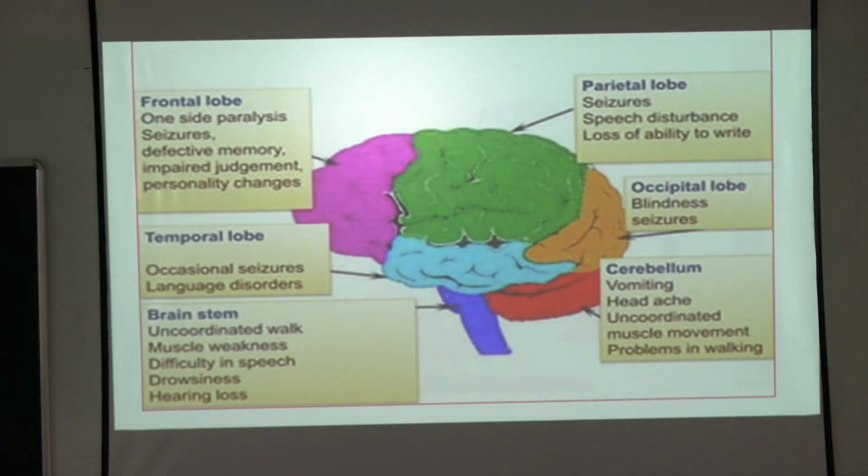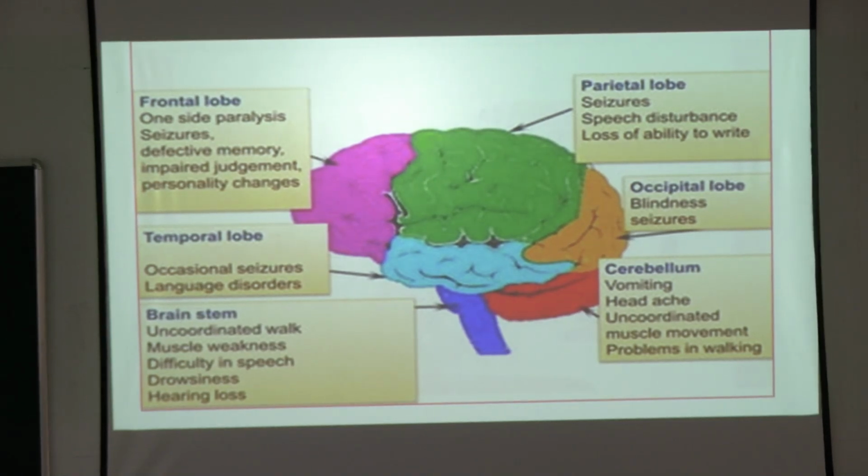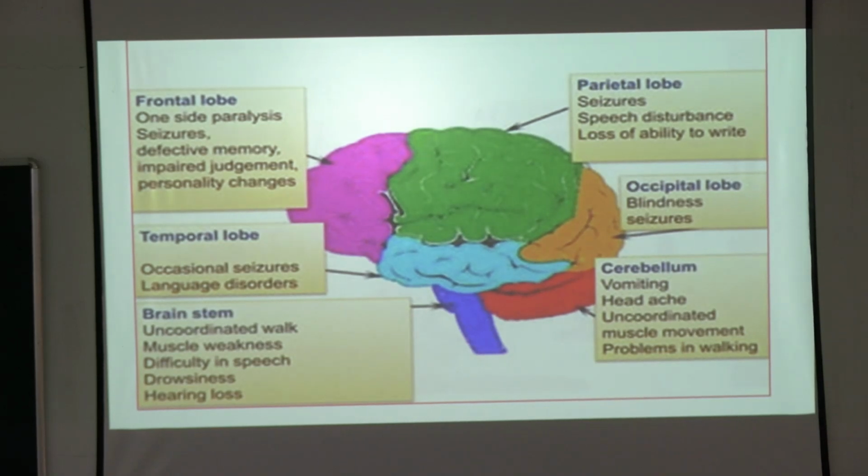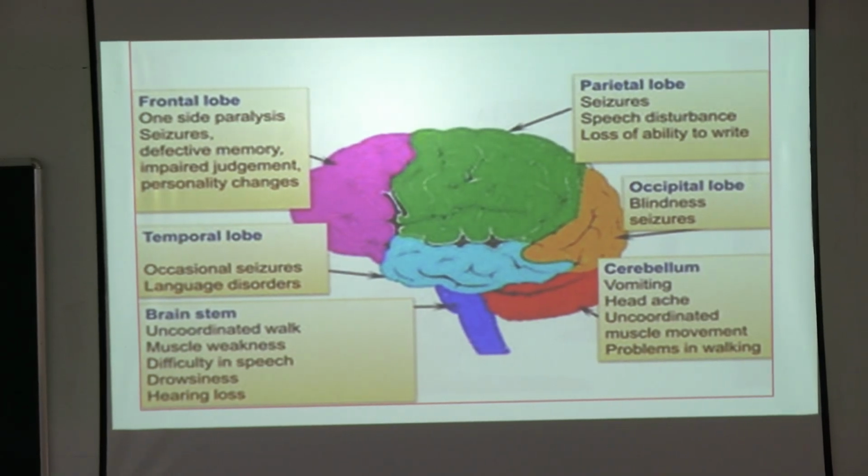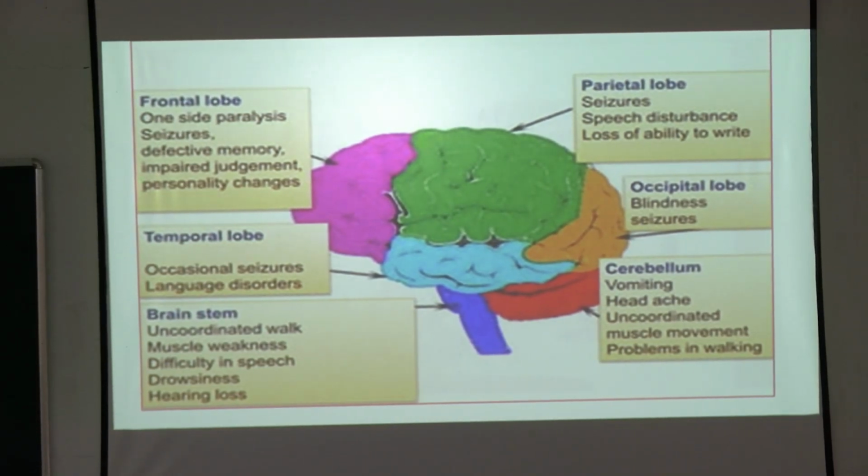Now, these are the different parts of the brain, you know: the frontal lobe, parietal lobe, occipital lobe, this is the cerebellum, this is the temporal lobe, and this is the brain stem. So, the vital structures present in the different parts of the brain are obstructed by the growing tumor, and the patient is presented clinically with the vital structure present at that location.